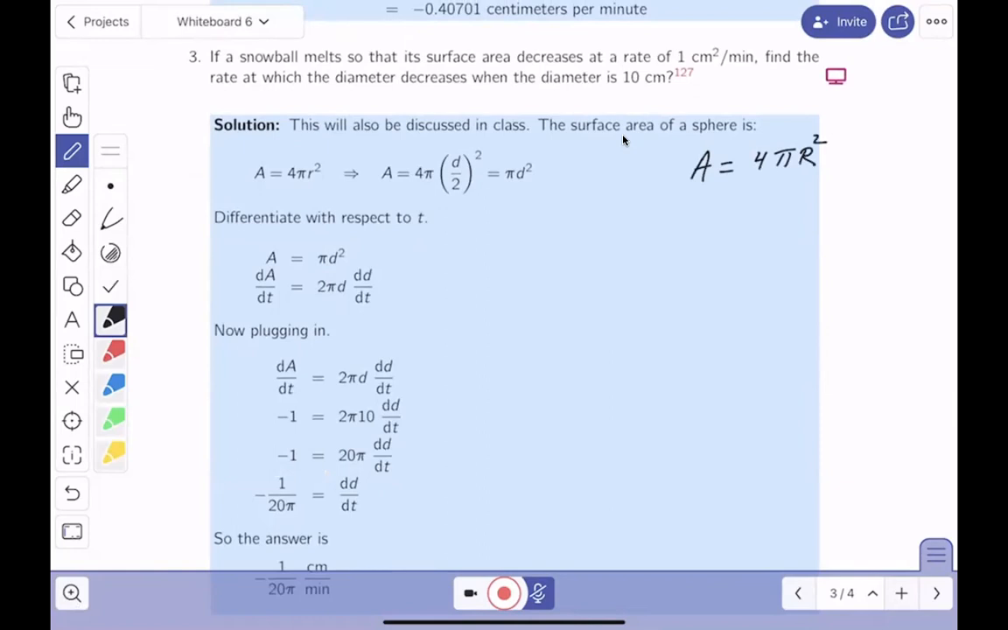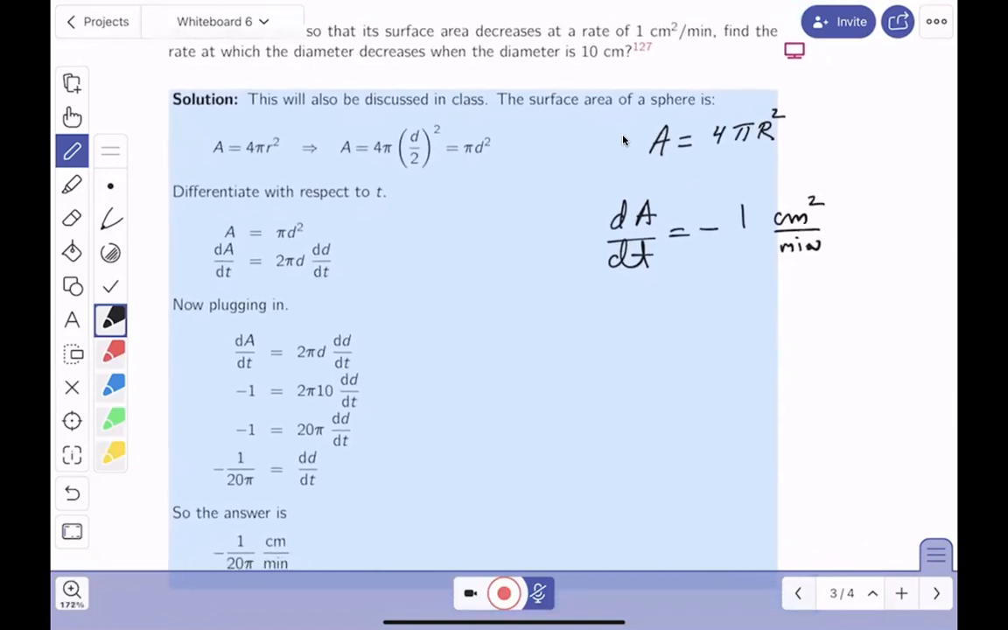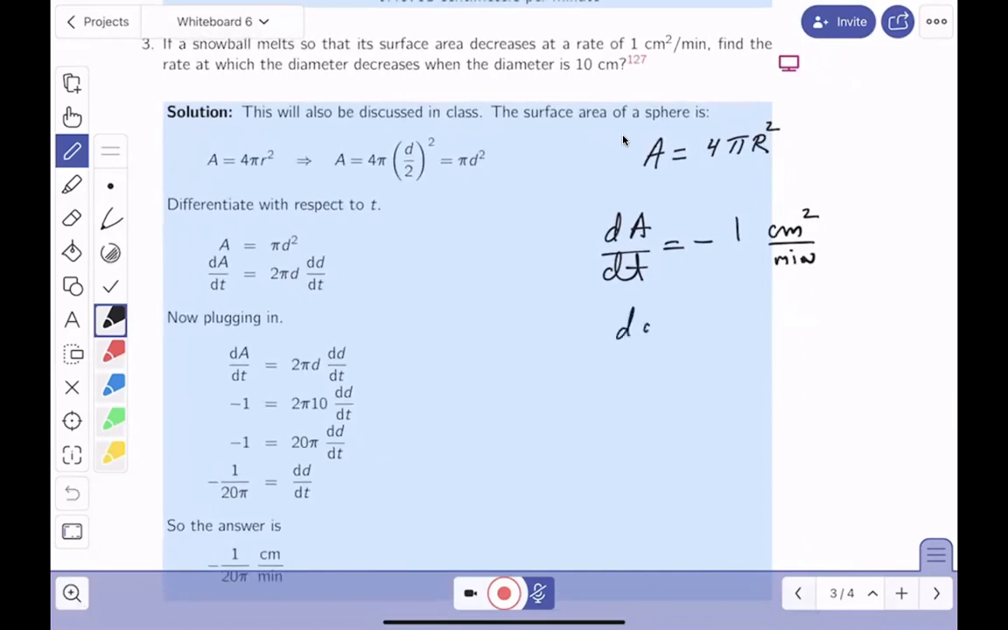Now, what do they say? They say if the snowball melts, its surface area decreases. So what they're saying is dA/dt is decreasing, so it's a negative number. And what is it? 1 centimeter squared per minute. All right. Now they want to find the rate at which the diameter changes. So they want to know what's dD/dt when the diameter is 10 centimeters. That's their question.